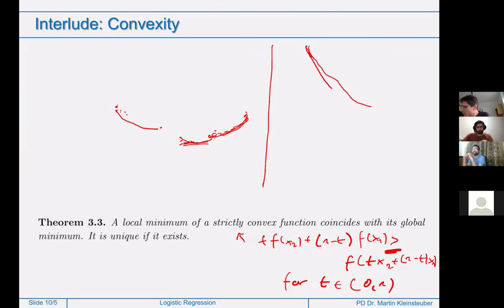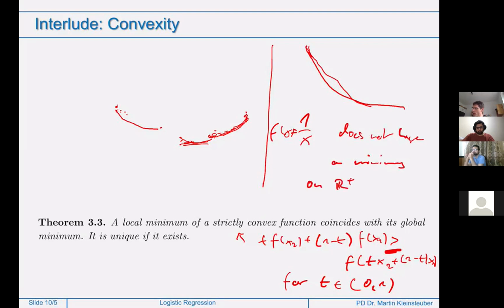So is this 1 over x, although it is a convex function, it does not have a local minimum or a global minimum. Right? So 1 over x does not have a minimum on R plus. Okay, so that's what you should keep in mind.